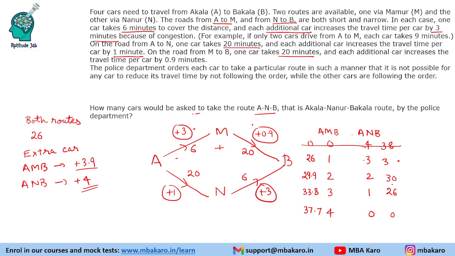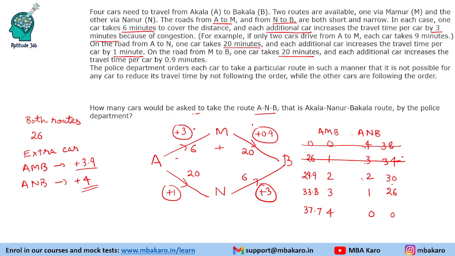Now suppose there are three cars. This car, traveling at 34 minutes, will have the incentive to break the rule, because if it breaks the rule it can travel in 29.9 minutes, so obviously it will break the rule.